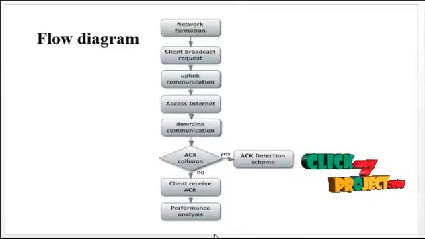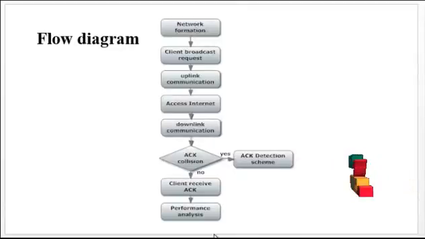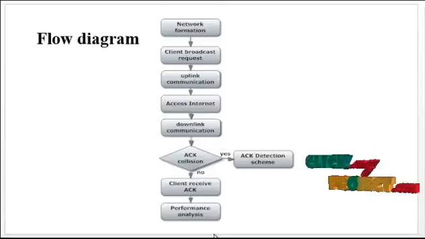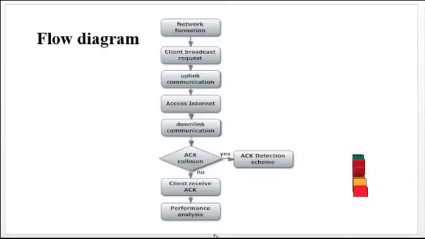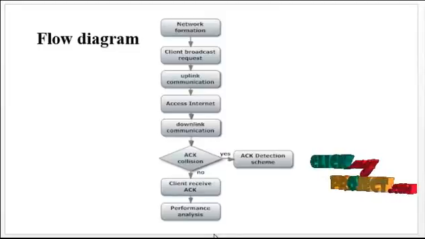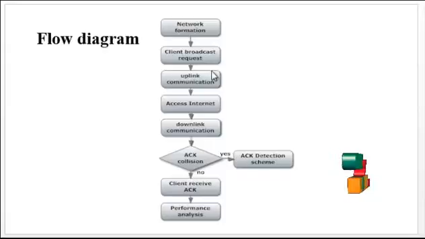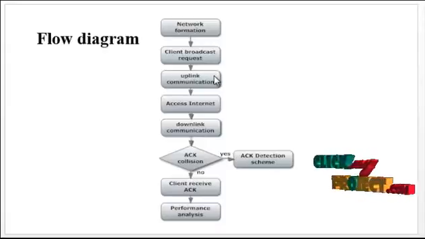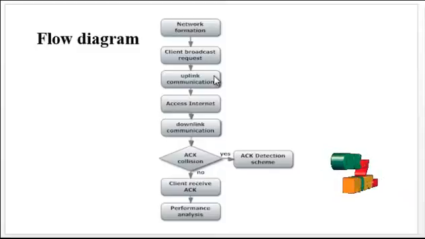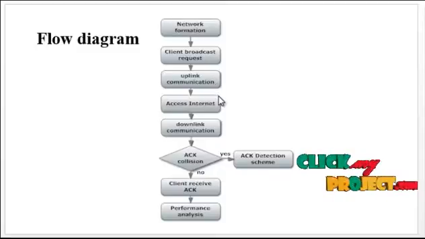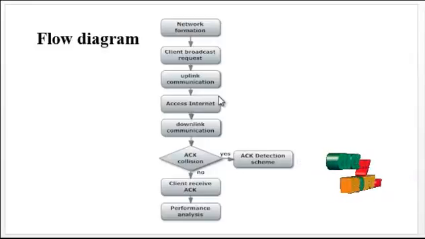Let's see the flow diagram. First, the network is formed with the number of vehicles and the access point. After the formation, the client broadcasts the request to the access point. It will process as the upward communication. In this upward communication, the packet, that is the request, accesses the internet through the backhaul link.